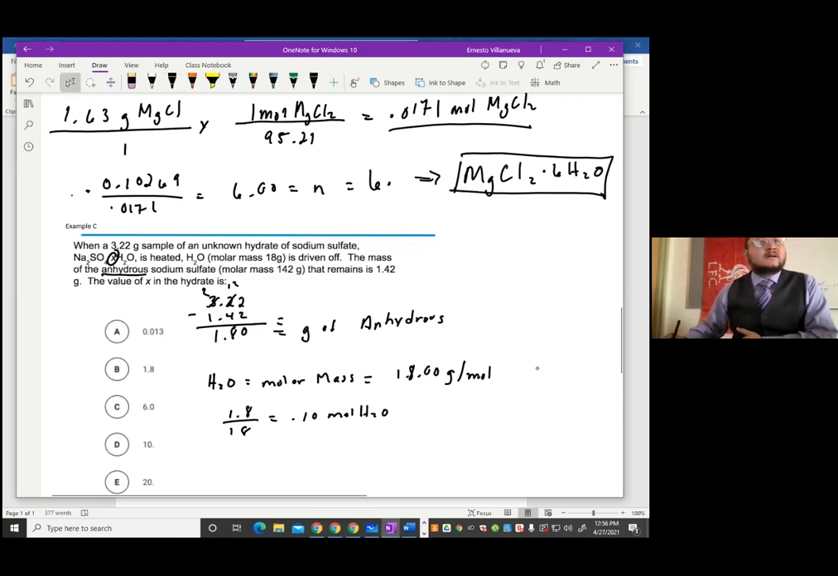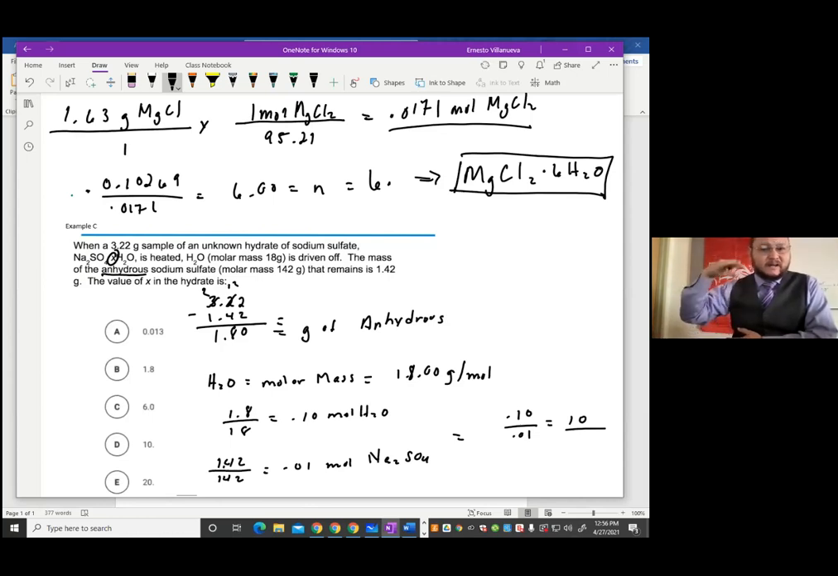Now we do the same thing. We end up with 1.42 divided by 142, which is .01 moles of the Na, give or take. This is all simple division, right? Simple division, simple multiplication. So the answer for this one would be D, right?